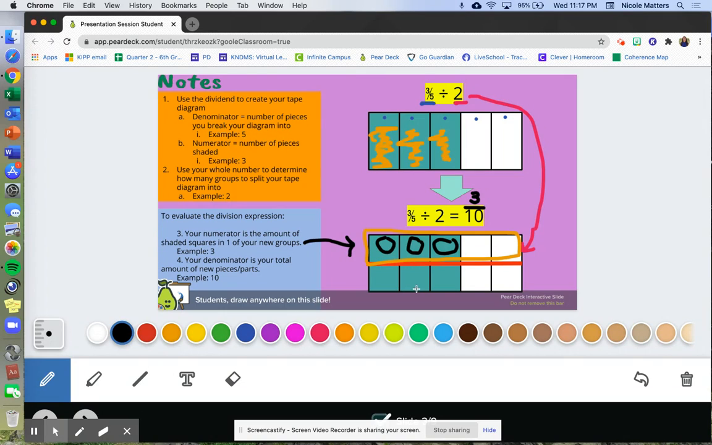So it doesn't matter how many groups I create. I just need to look at one. My denominator is the total number of new pieces or parts. So let's go ahead and mark my denominator with purple. I'm going to draw dots. 1, 2, 3, 4, 5, 6, 7, 8, 9, 10, which is my denominator. So my answer to this problem is 3/10, and that is how I create and then use my tape diagram to solve.